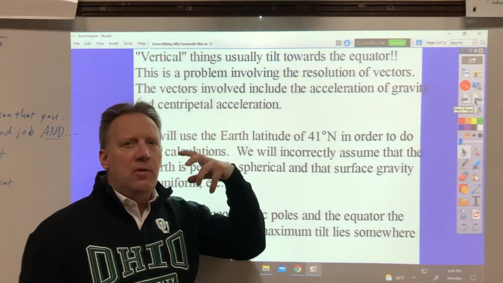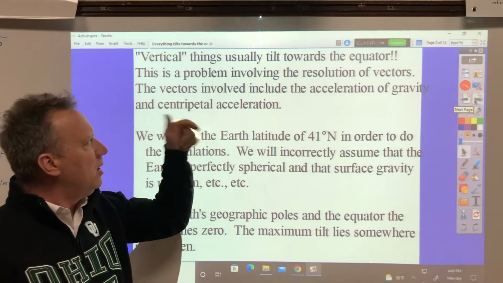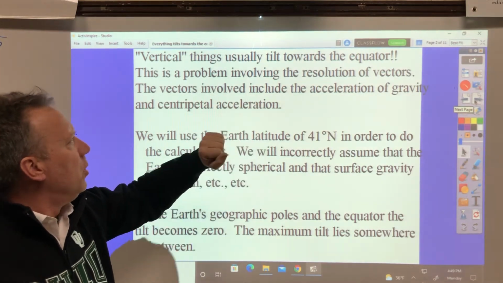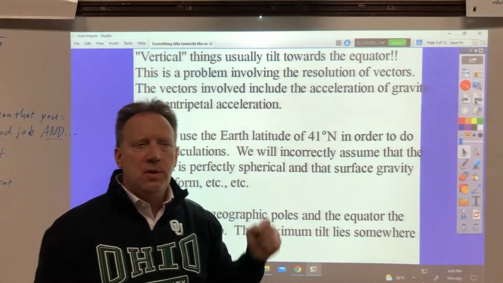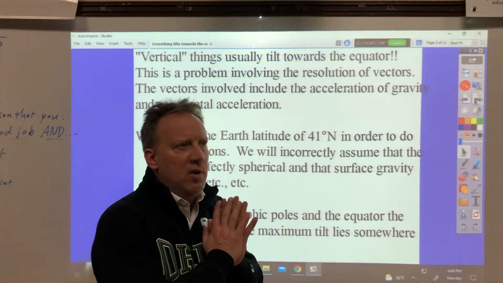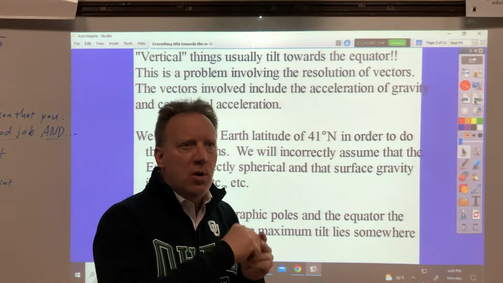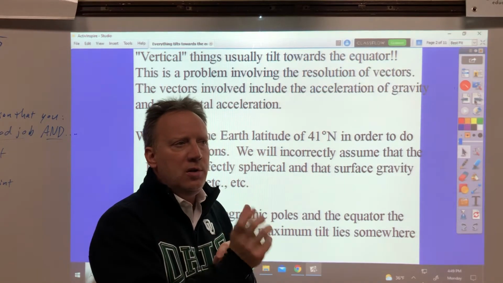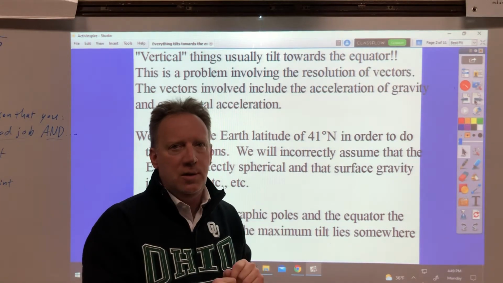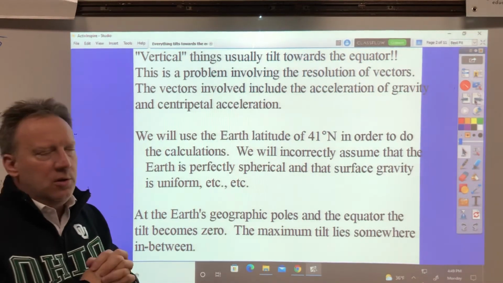This is a problem that involves the resolution of vectors. So if you're studying vectors, this is something you'd want to look at. The vectors involved include the acceleration of gravity and centripetal acceleration. As you look at my vectors in this presentation, they are not all to scale, because if they were, some would be minuscule compared to others. So they're sized so that you can follow the concept. The sizes change a little bit, but the math is honest.